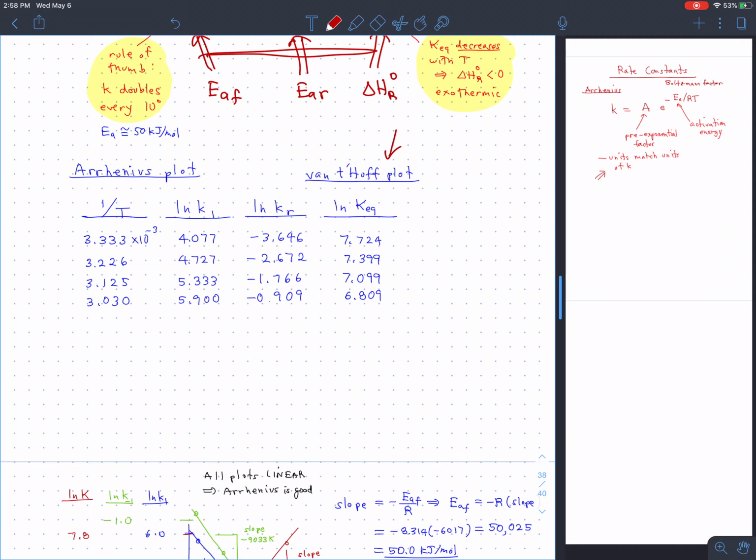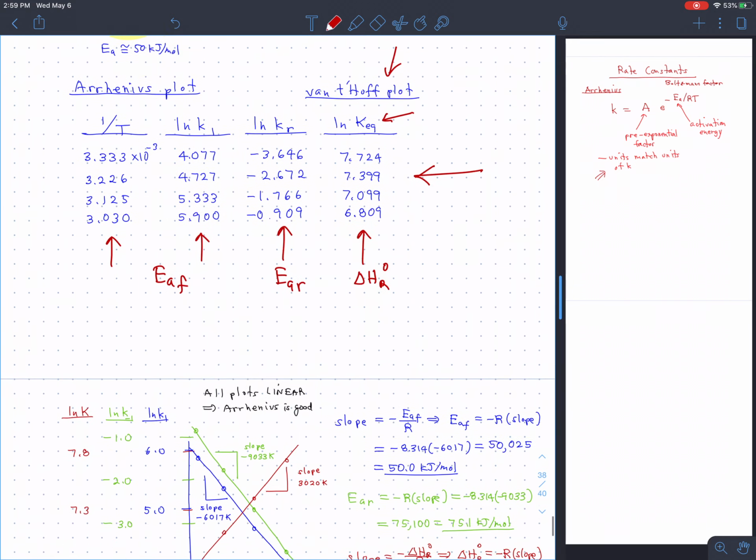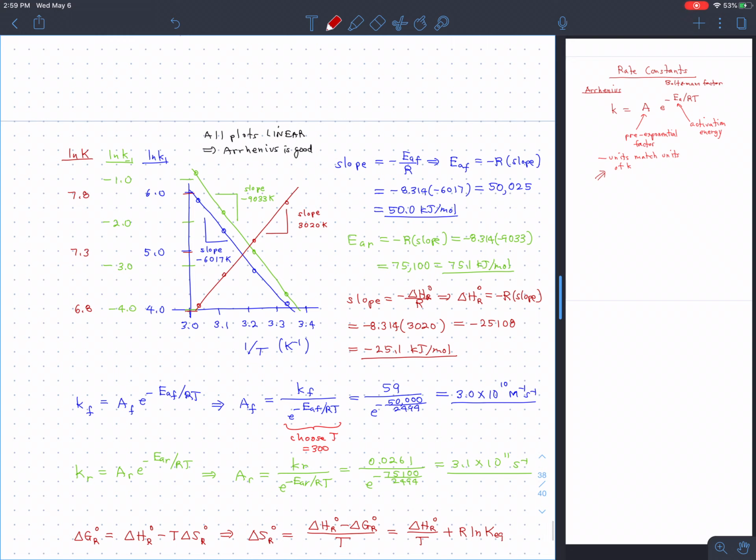For the Arrhenius plot, we need 1 over temperature for the x-axis. We need natural logarithm of k1 for the y-axis for the forward direction. And we need natural log of k reverse, k minus 1, for the Arrhenius plot for the reverse direction. And then we're going to need log of the equilibrium constant for the Van 't Hoff plot in order to get delta H of reaction. So we now have all those numbers here. I computed those just by taking logs and 1 over T from the data up above. And the rest is now just calculations.